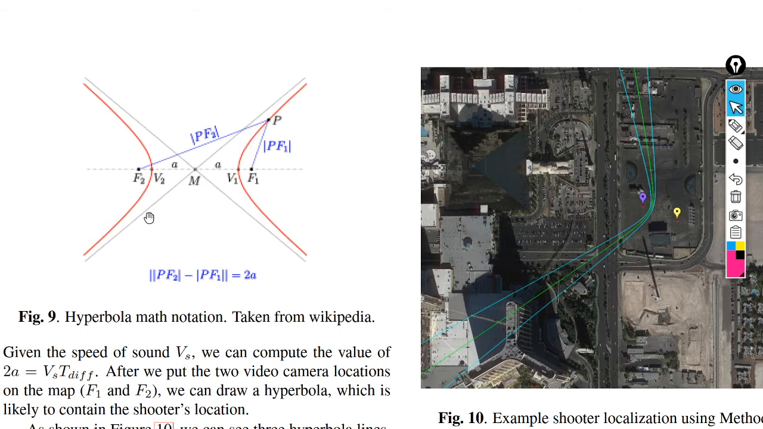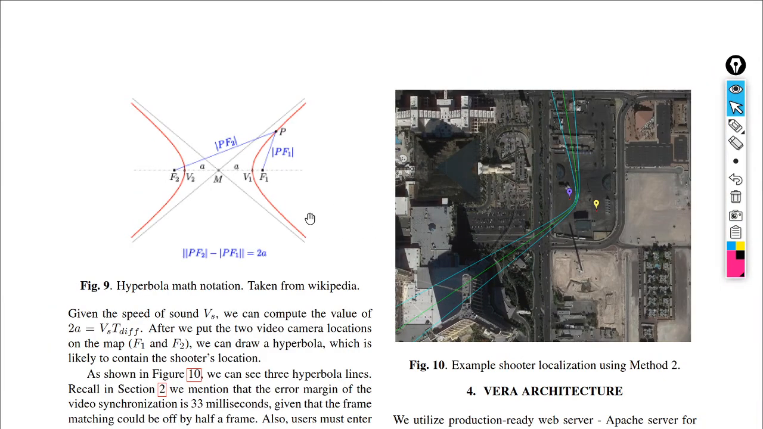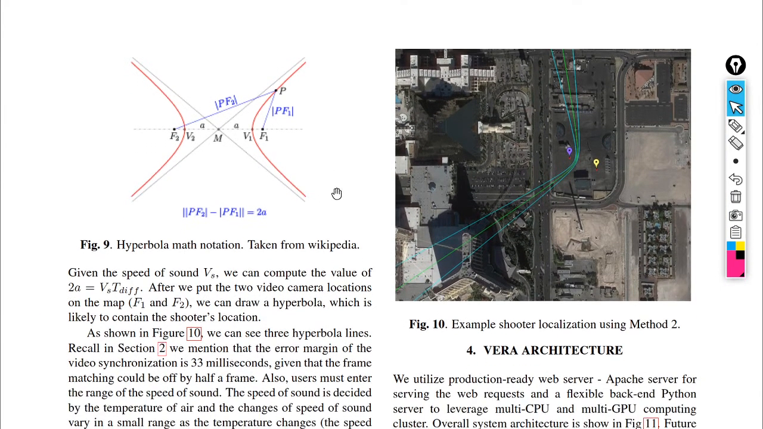So, knowing that, what they do is exactly what I was telling you: they pick 2 points. In this case, they picked 2 on the inside of the venue, and then they draw this hyperbolic curve, noting which video, in this case the blue one, the sound arrived at first, and the sound arrived second at the yellow one.